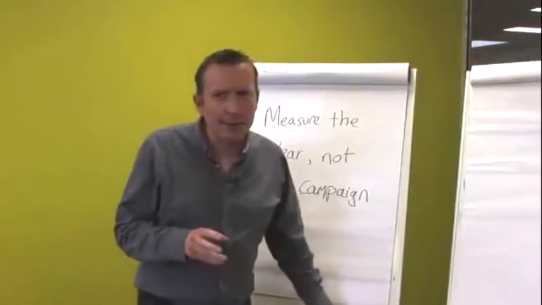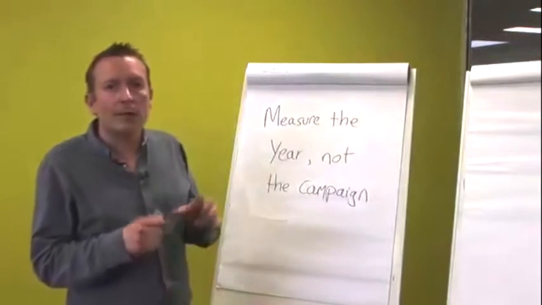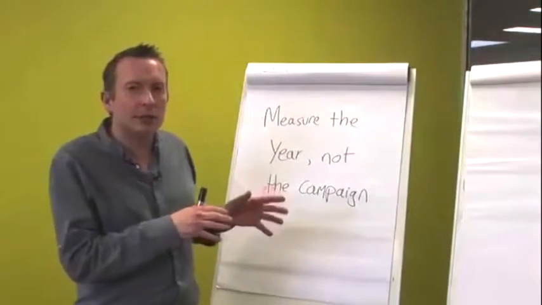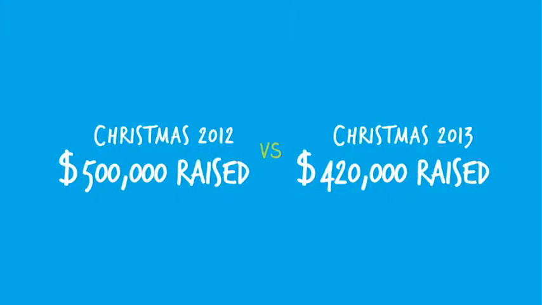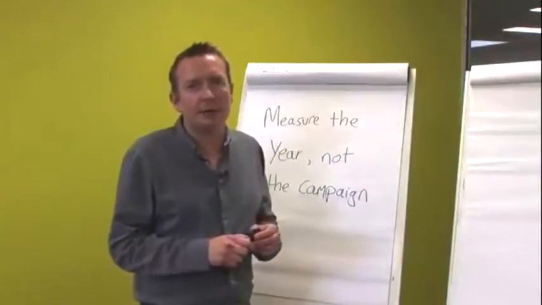Generally speaking, what happens is we would measure how well this Christmas appeal is doing compared to last Christmas's appeal. So we might look at Christmas 2012 and say, let's compare that to this year. Christmas 12, we raised $500,000. This year we've raised $420,000, so it's not doing as well. And that seems on the face of it perfectly reasonable. But as with lots of things in the real world of fundraising, it's not that simple.